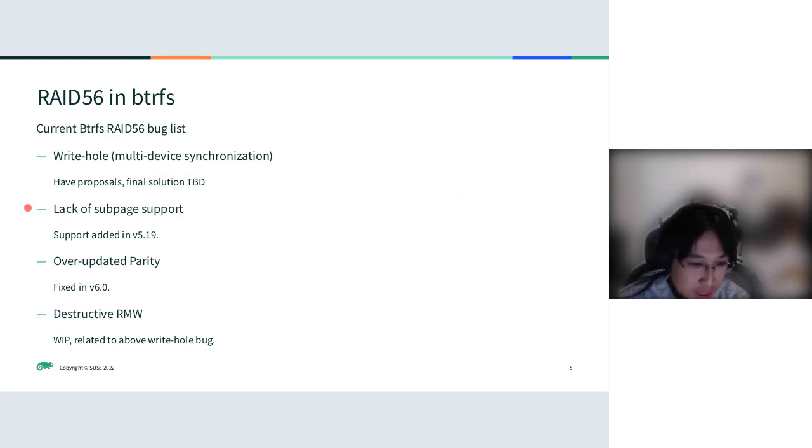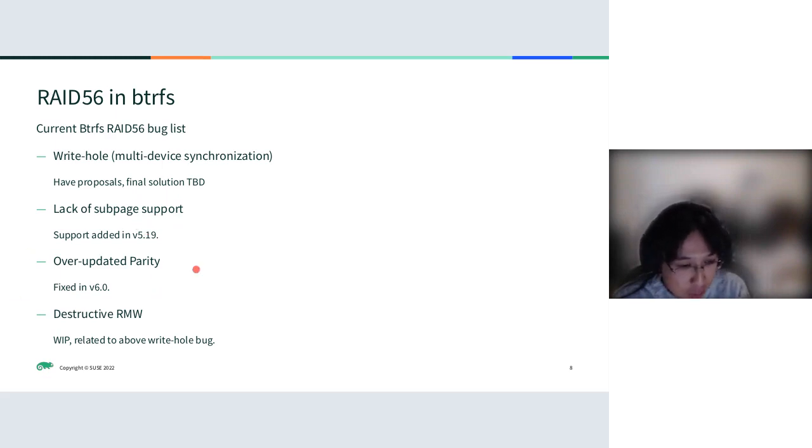Another thing is, until recently, Btrfs RAID56 didn't support subpage. Subpage means the block size used by the file system is smaller than the page size. In fact, until 5.16, Btrfs had no subpage support at all, not only for RAID56 but for all of Btrfs. Later, we solved the problem by introducing subpage support in 5.16, but at that time, RAID56 was not a beloved child. And until very recently, we added that back to RAID56.